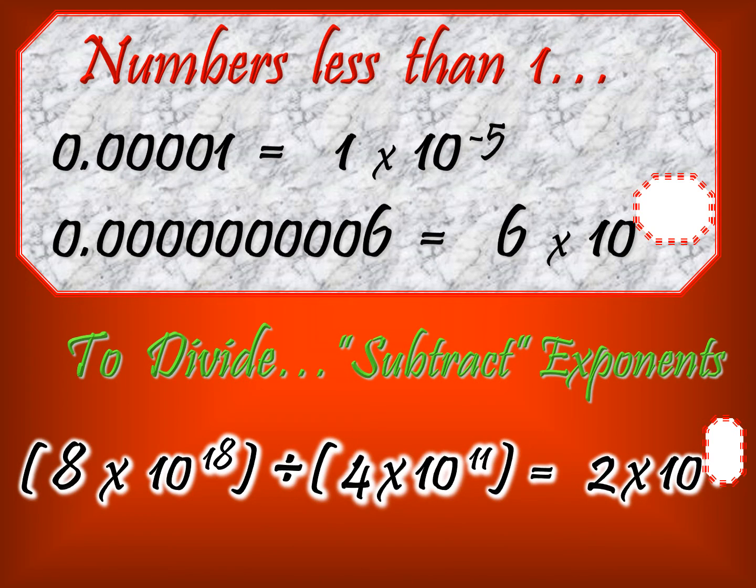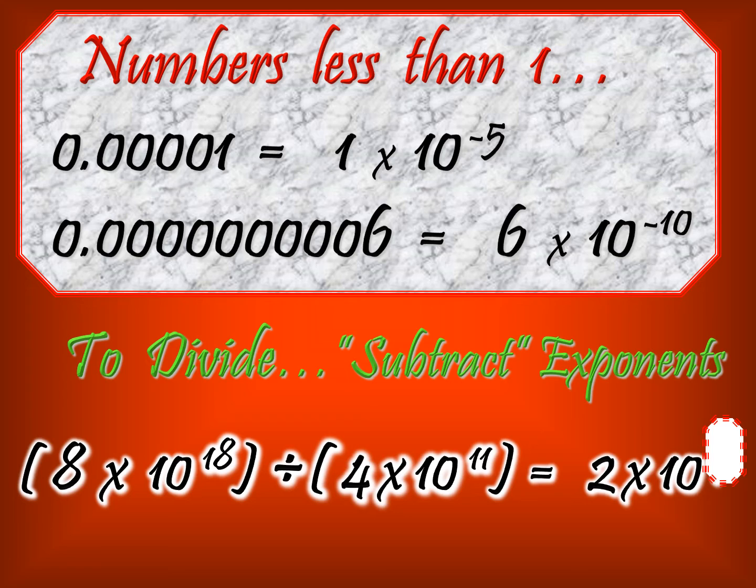So remember, for numbers less than 1, it's going to be a negative exponent. That does not necessarily make the number negative. So 0.00001 is 1 times 10 to the negative 5. And then the next number, I'm not going to read it out for you, but if you notice there are 9 zeros after the decimal there, but we have to move it behind the 6. So that is 6 times 10 to the negative 10 power.